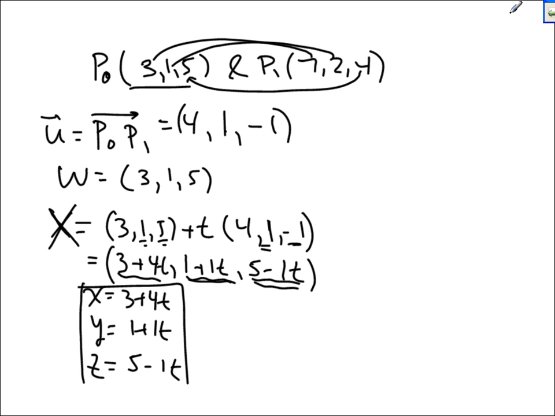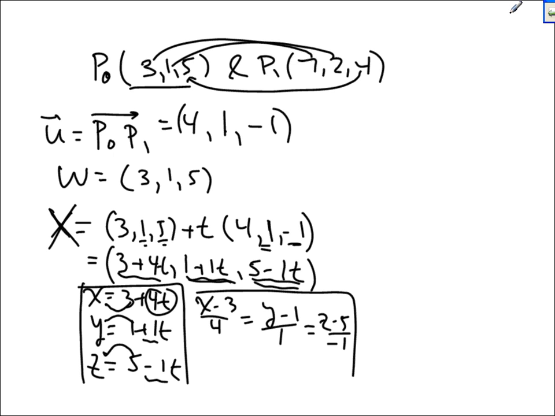Okay, in symmetric form, bring the 3 over, divide by the multiple of 4. Bring the 1 over, divide by the positive 1. Bring the 5 over, divide by the negative 1.